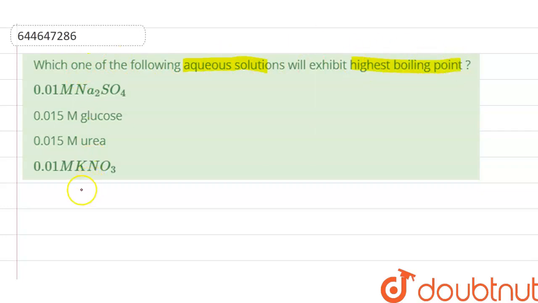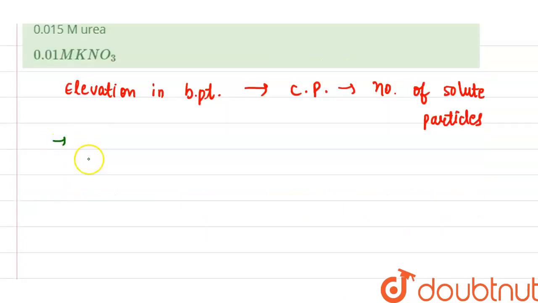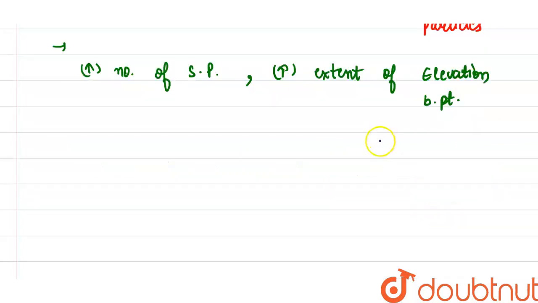Our question is, which one of the following aqueous solutions will exhibit the highest boiling point? As we know, elevation in boiling point is a colligative property, and colligative properties are those that depend upon the number of solute particles. So the greater the number of solute particles in solution, the higher the extent of elevation in boiling point. Let us see the options one by one.